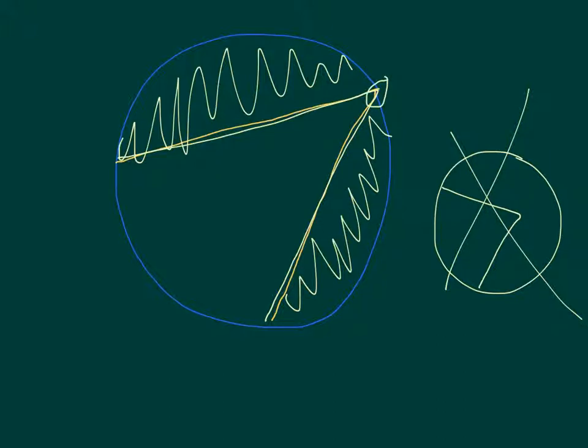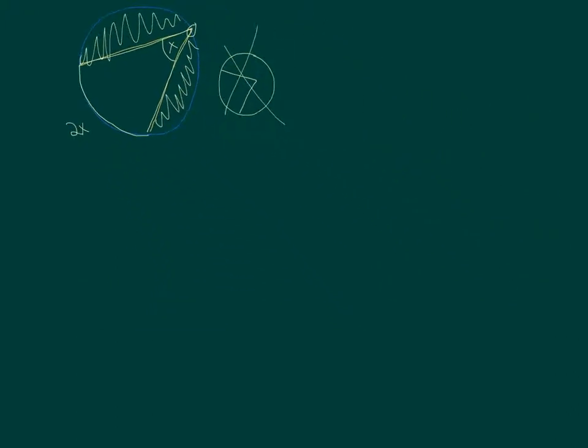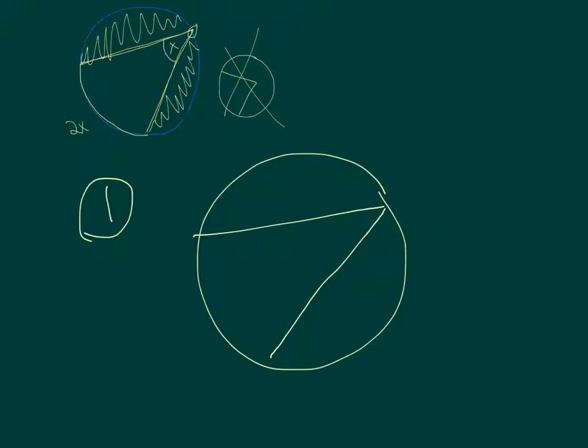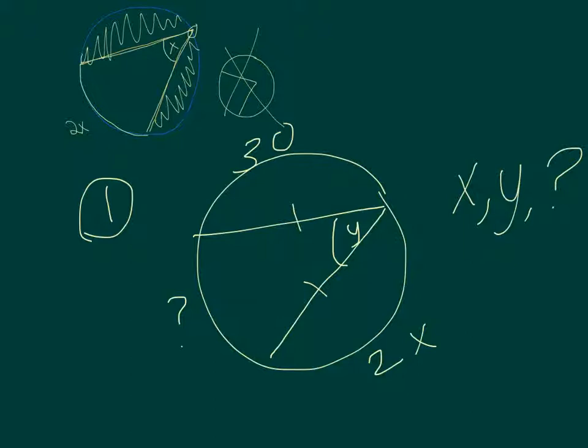So, the property is where if this is x, then this right here will be 2x. Simple enough? Okay, let's keep that in mind to solve our first problem. So for our first problem, this is congruent to this, okay? This is 30, and this is 2x, okay? And this is y, and this is an unknown value. We were asked to find x, y, and the unknown value.